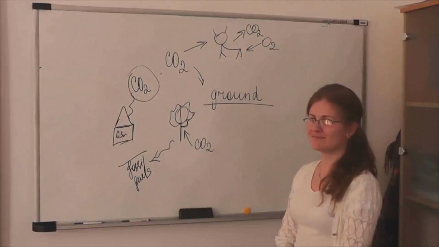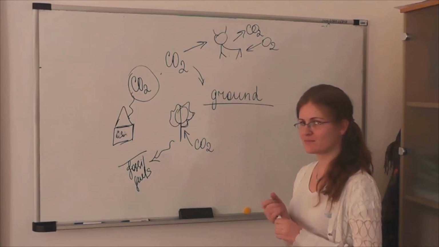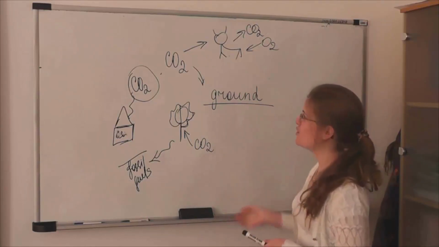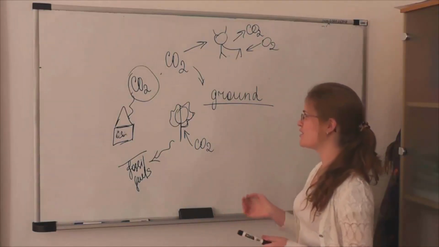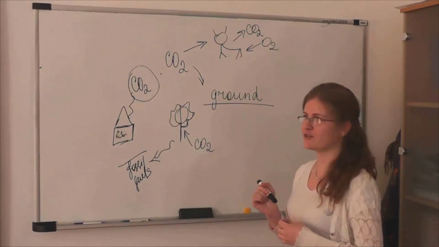Why do you use the compound of CO2, not just the carbon? In all this process we use carbon complexes and different compounds because carbon by itself is unstable.